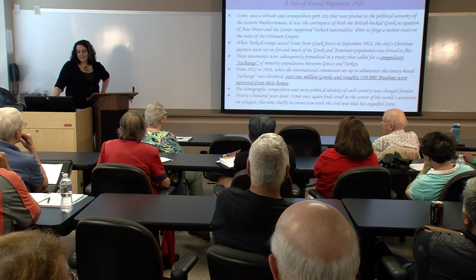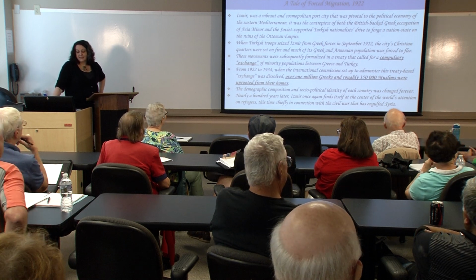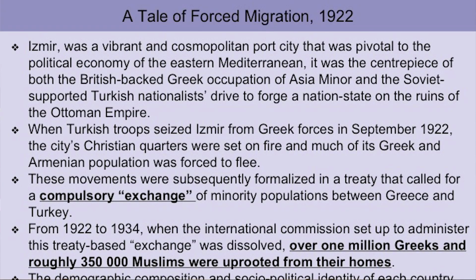Izmir was a vibrant and cosmopolitan city. It was pivotal to the political economy of the Eastern Mediterranean. It was the centerpiece of both British-backed Greek occupation of Asia Minor and Soviet-supported Turkish nationalist drive to create a nation-state in the Ottoman Empire. So here we already see the presence of colonial powers moving the pieces as the Ottoman Empire is disintegrating.